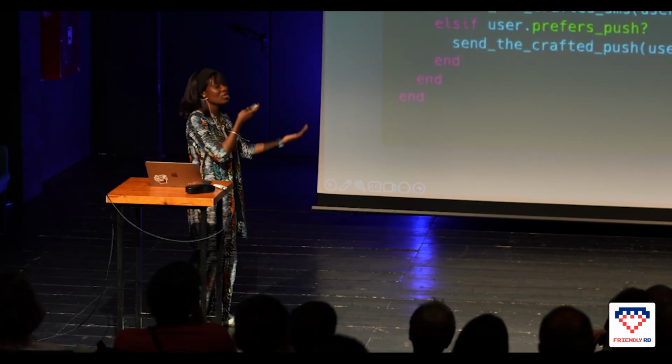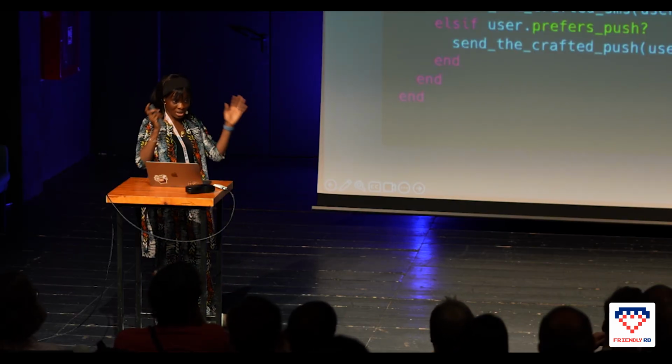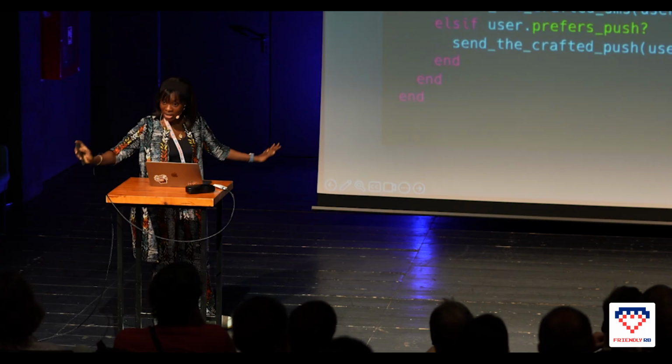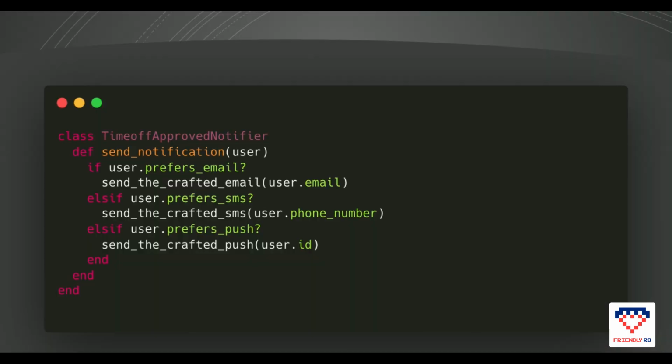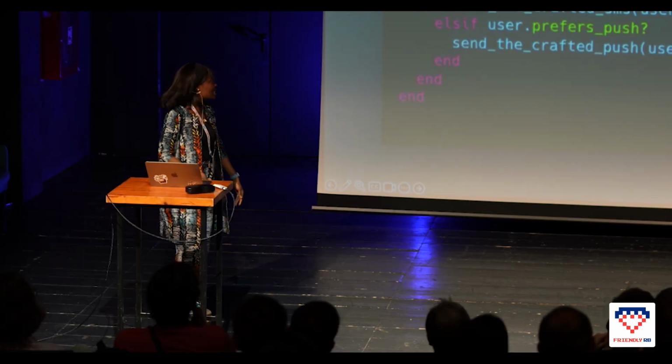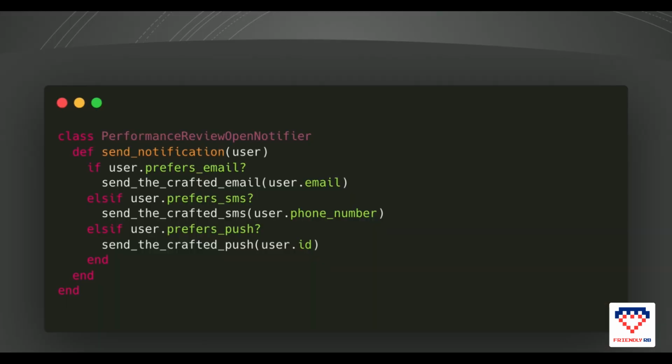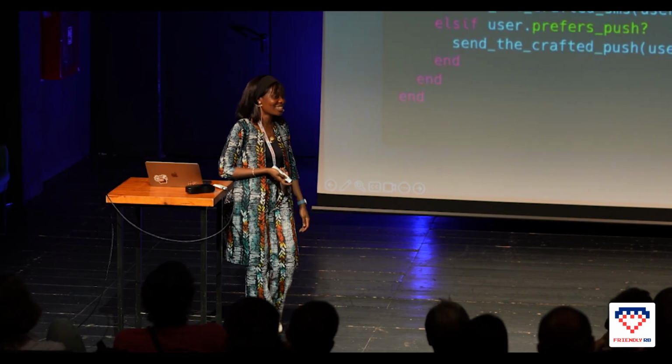So in another domain, still in the same code base, because we have several teams, remember, we have the performance domain, and they want to notify a user when a performance review season is open. So they do exactly the same thing. They say, if the user prefers email, send the crafted email. If the user prefers SMS, send it. And if it's push, send it. Now let's make this a bit more complicated. Now, this is actually real life.